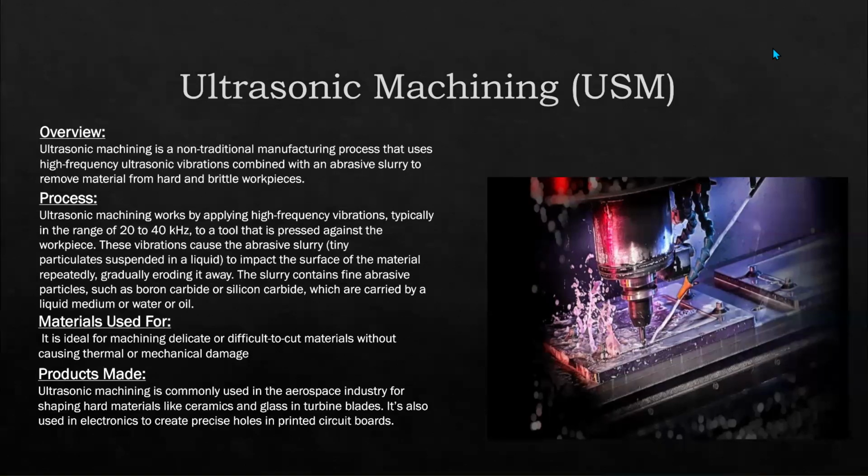Ultrasonic machining works by applying high-frequency vibrations, typically between 20 and 40 kilohertz, and an amplitude of 0.075 millimeters to a tool that presses against a workpiece. These vibrations cause the abrasive slurry to impact against the material repeatedly, gradually eroding it away. The slurry contains fine abrasive particles such as boron carbide or silicon carbide, which are then carried off by a liquid medium. This is typically oil or water.